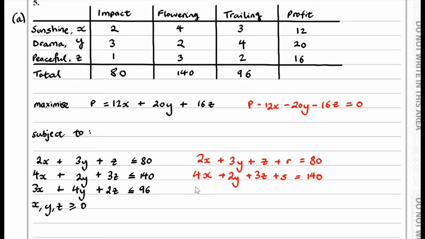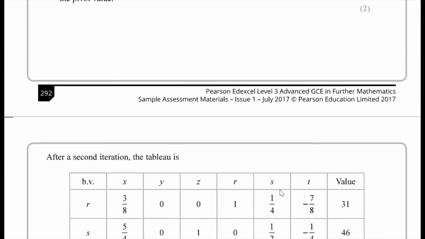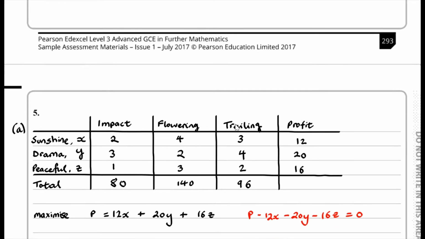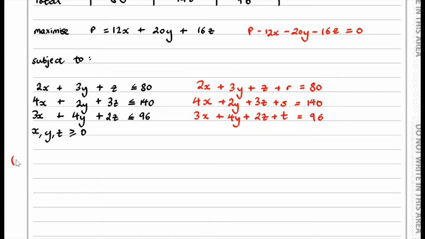And here we have 3x plus 4y plus 2z plus another variable, say t, equals 96. Okay, so we've got our 4 inequalities. And then for part B, we have to state the further restriction that applies to the values of x, y and z in this context. Well, of course, the values of x, y and z must all be integers, and that hopefully should make sense.